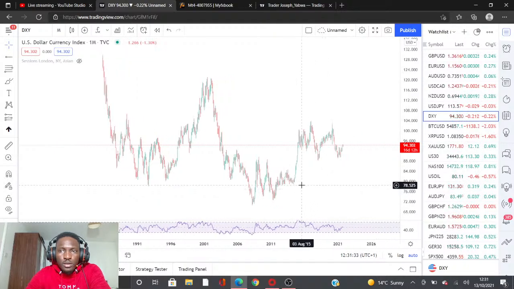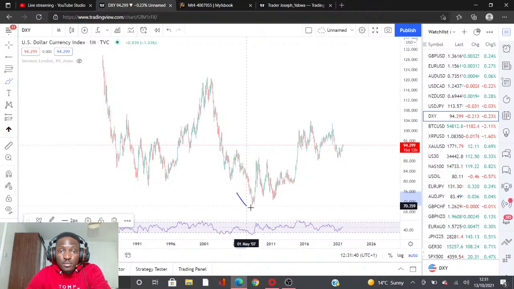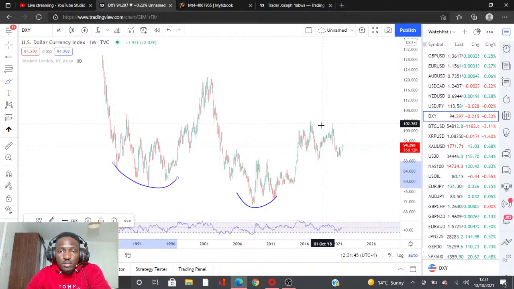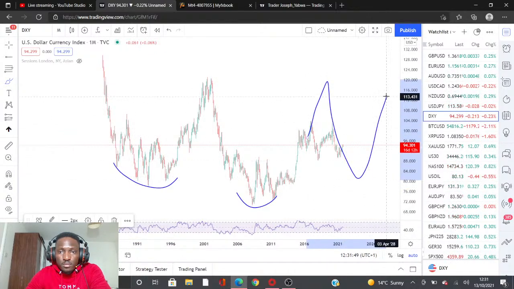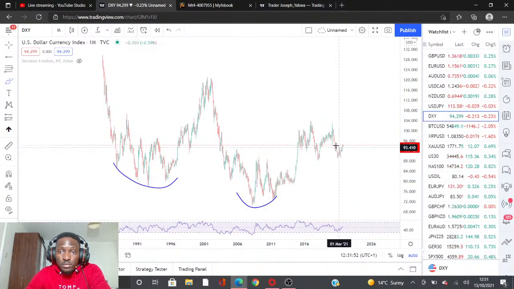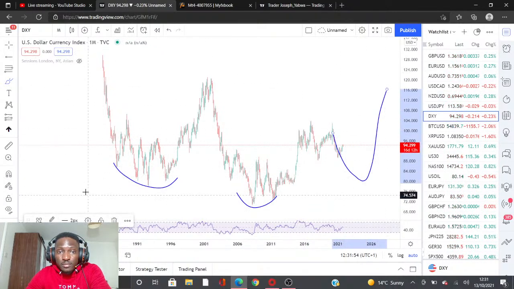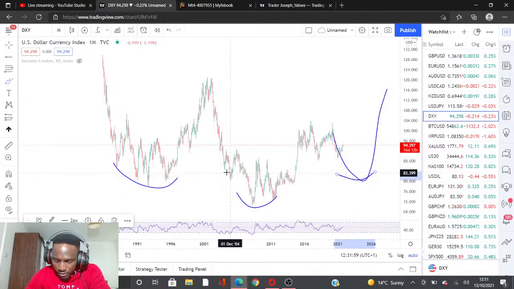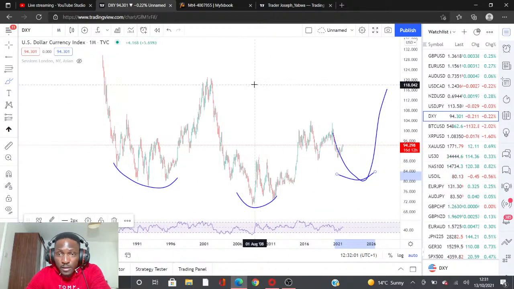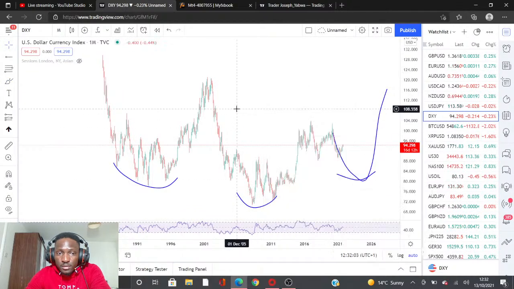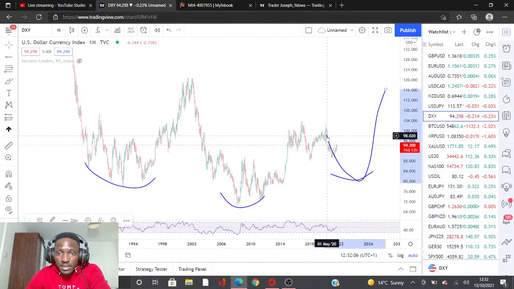I don't think I see what you're looking at. If you're looking at this as the head, and this as the right shoulder, why are you looking at this? So you think the market is going to come back down to the left shoulder before it goes up? Okay. That's going to be a huge drop though.